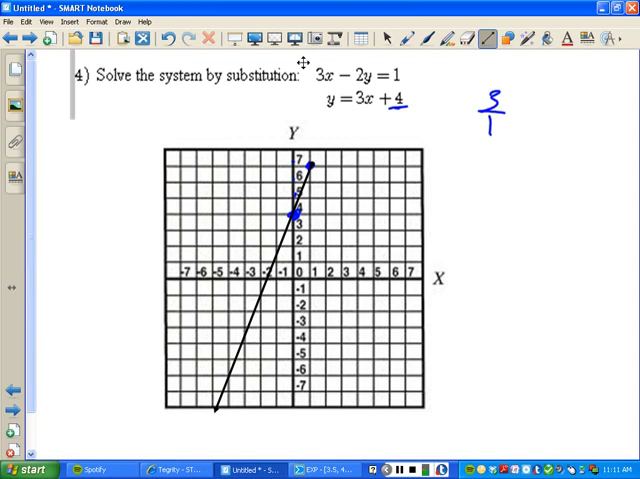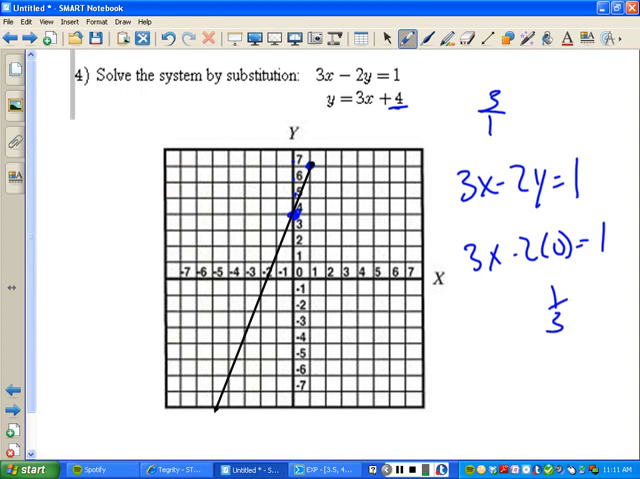Now, if I graph 3x minus 2y equals 1, I'm going to graph that by finding the intercepts. So the x-intercept is 1/3, and the y-intercept is -1/2. And it's going to be kind of hard to do this, but I think we'll be able to get the point. The y-intercept is -1/2. The x-intercept is 1/3.